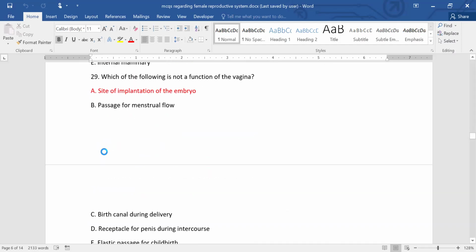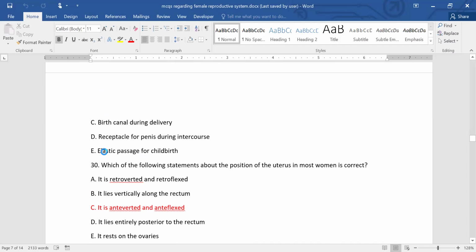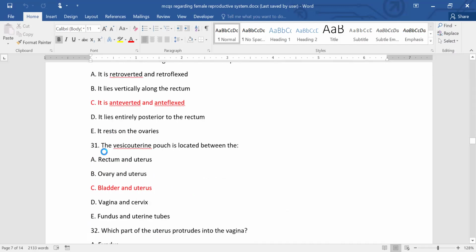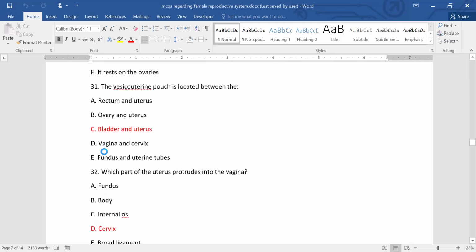Which of the following statements about the position of uterus in most women is correct? It is anteverted and anteflexed. The vesicouterine pouch is located between the bladder and the uterus. The rectouterine pouch, that is the pouch of Douglas. This is important. The pouch of Douglas is located between the uterus and the rectum, while the vesicouterine pouch is located between the bladder and the uterus.